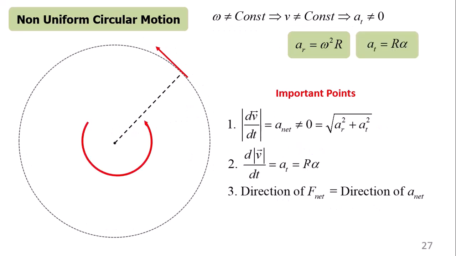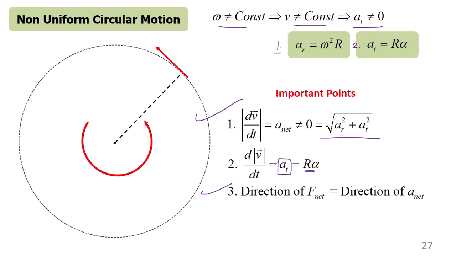Now similarly for non-uniform circular motion, omega is not constant, v is not constant, a_t is not equal to 0. So for this situation, both the accelerations will be there, a_r and a_t. And if both the accelerations are there, then net acceleration should be the square root of a_r squared plus a_t squared. d|v|/dt gives the rate of change of speed, that will always be the tangential acceleration, that is r alpha.